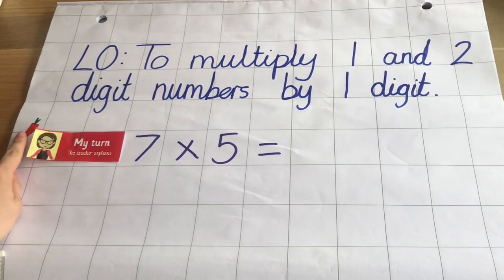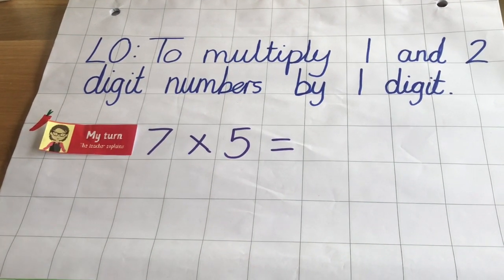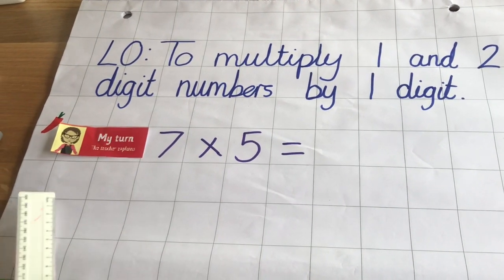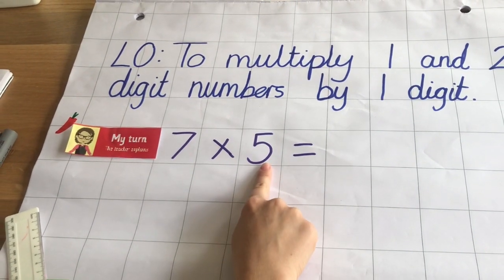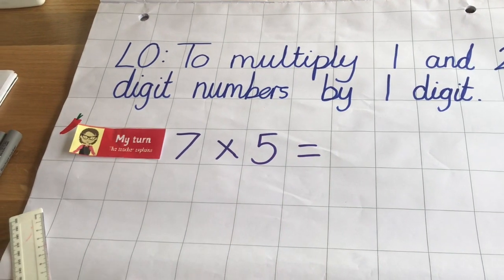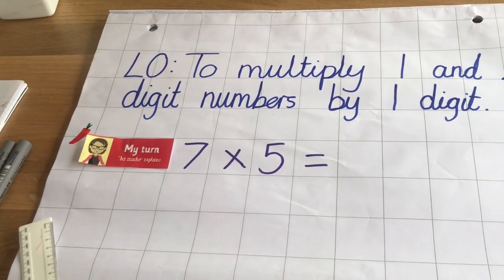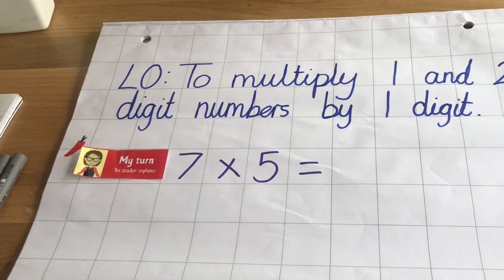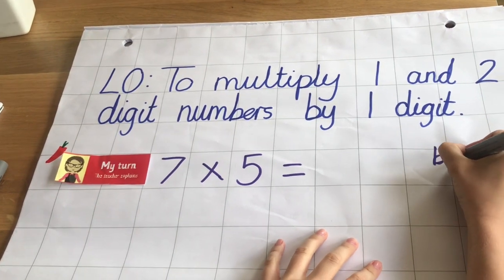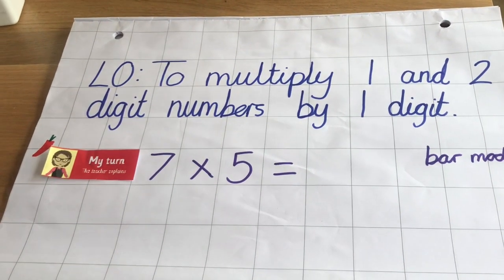Okay, we're going to start with a Chilli 1 my turn question. For this part of the lesson, you will need a ruler and a pencil. So my question is 7 times 5 equals, we could also say 7 groups of 5 equals. Okay, remember in all those different ways. Now we're going to use a bar model to do this question. Now I'm going to draw my bar model using my ruler to make sure it's nice and neat.